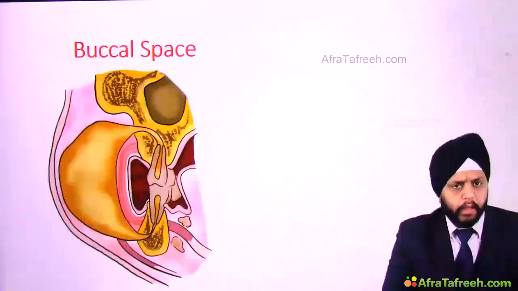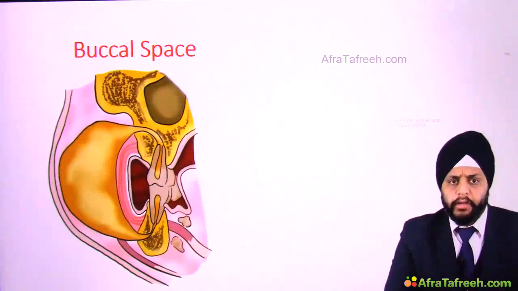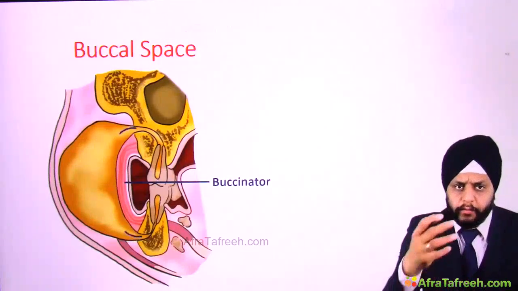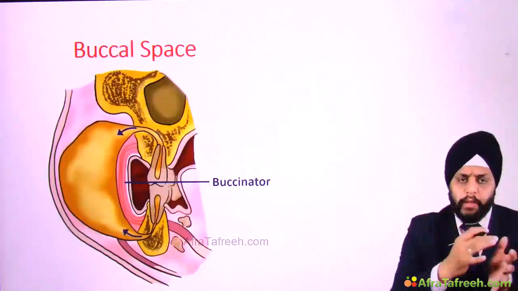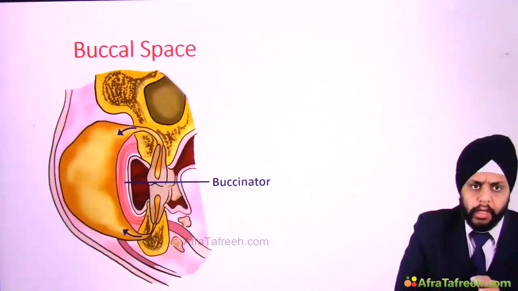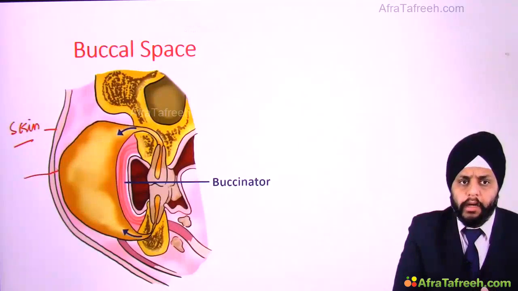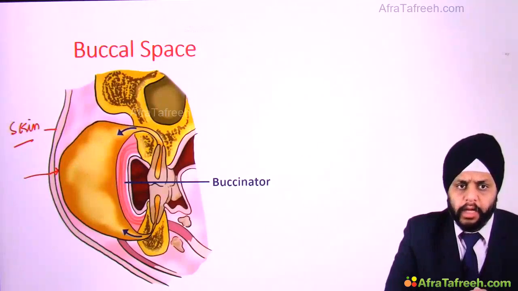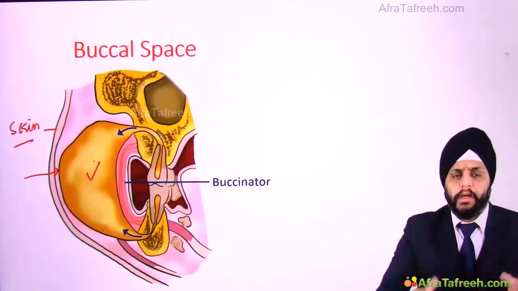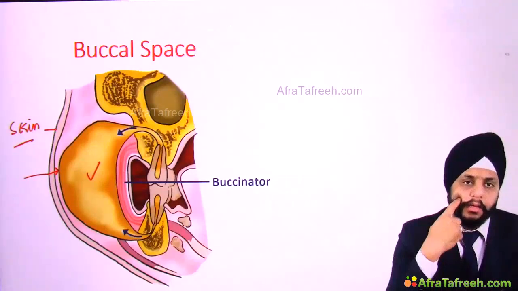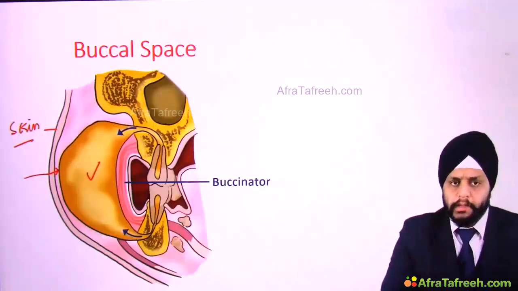Now see over here, the infection from the tooth. You can see the buccinator muscle, and the infection from the tooth goes lateral to the buccinator. This is the skin, and then we have the superficial layer of deep cervical fascia over here, and between the buccinator and the superficial layer of deep cervical fascia, an abscess is formed. That is a buccal space abscess. This abscess will appear in the cheek over here. So that is your buccal space.